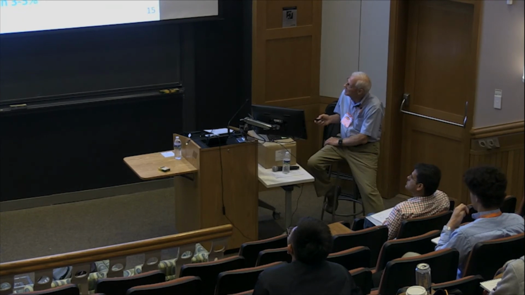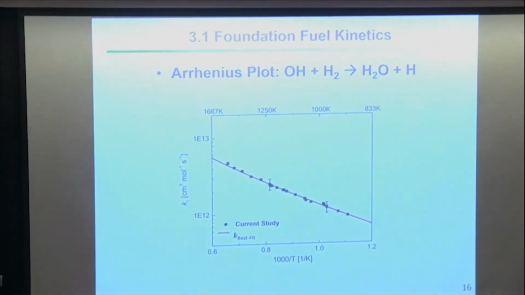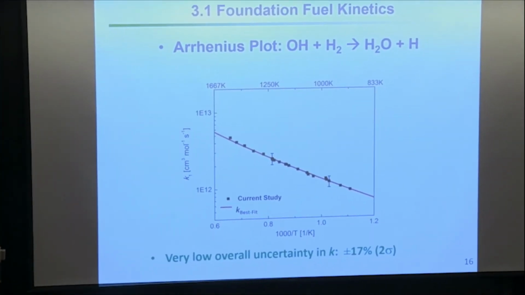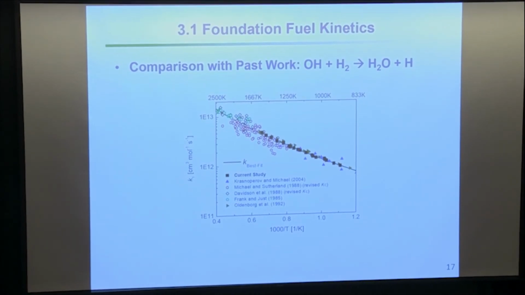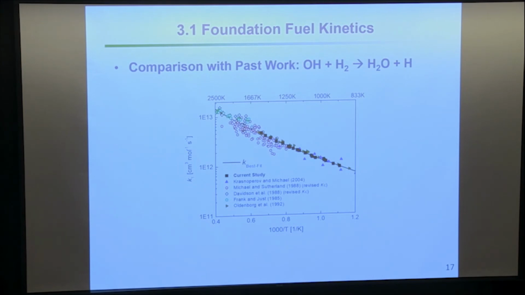Students claim 3 to 5%. I'm a little skeptical. I don't think it's quite that good. But anyway, there's the results. A very low uncertainty. Now we say 17%. There's the existing data. So the black squares are our data. The other colors and symbols are other people. So what you see is that we get consistency with the center of gravity of these curves, but the precision of our work, the uncertainties are so much less than have been done by other people.